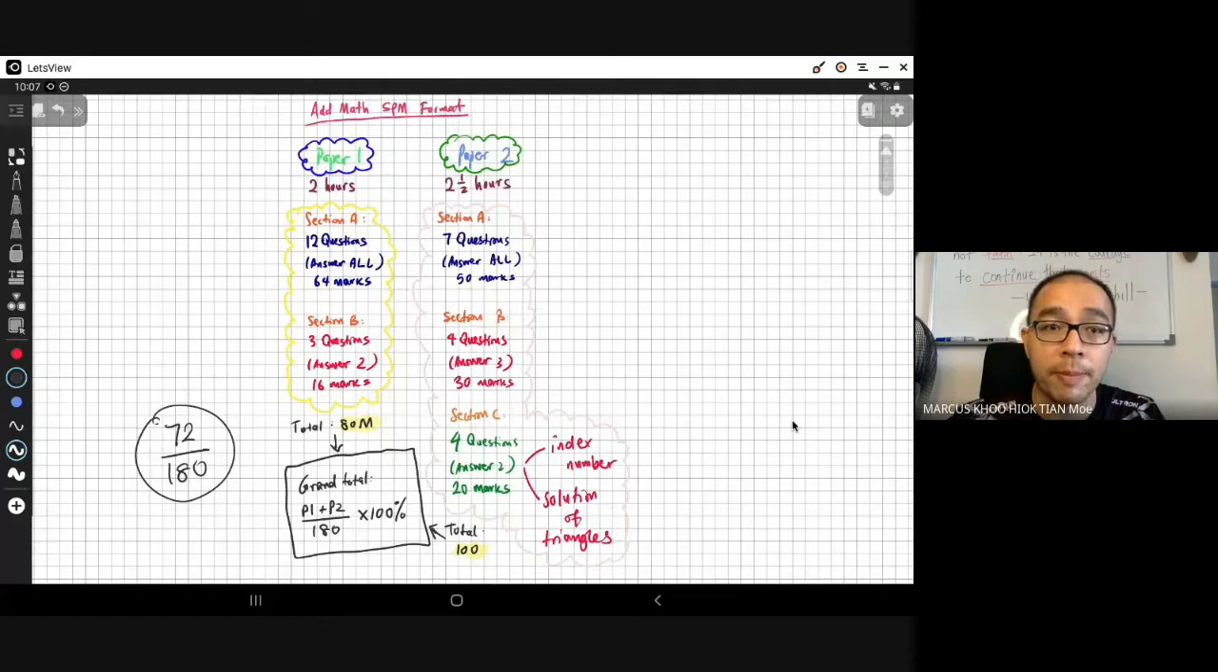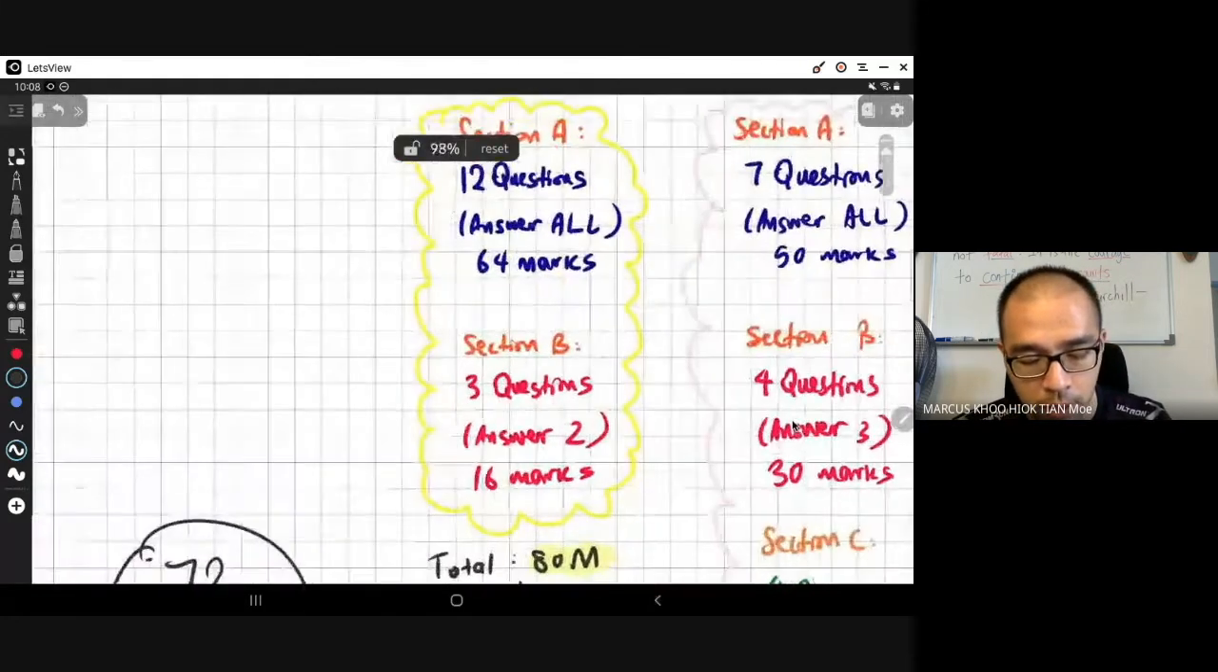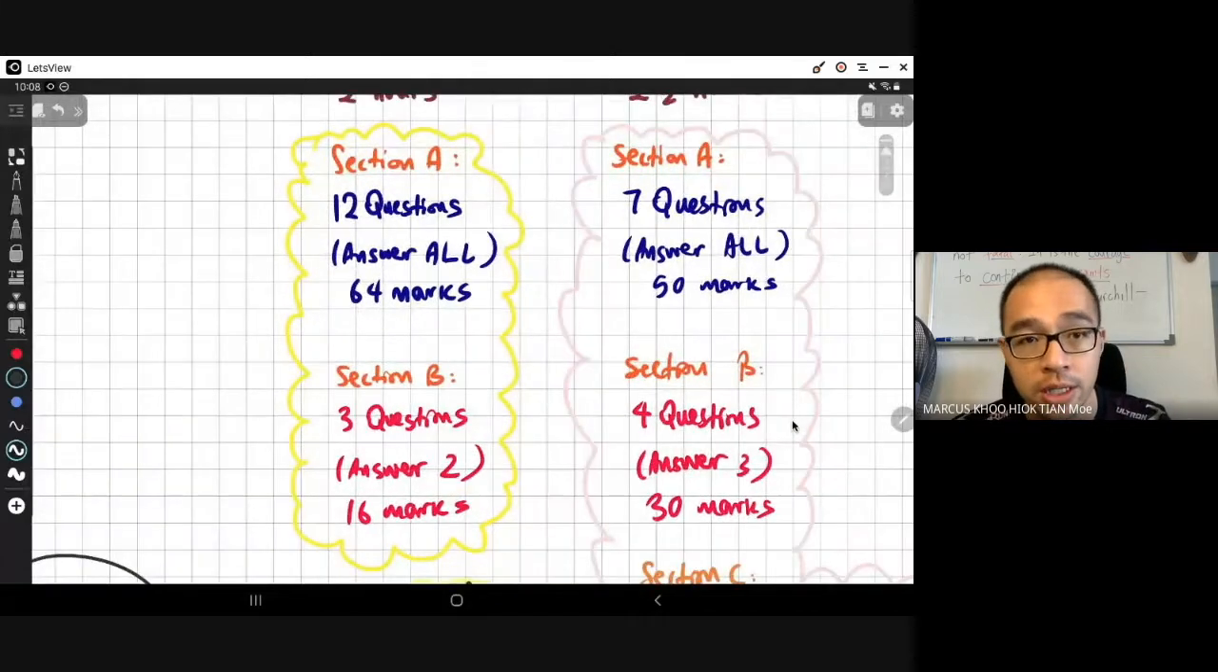So let me talk about paper 1. Paper 1 is mostly short questions, and it's simpler questions. There will be 12 questions in section A and 3 questions in section B. If we take a look at paper 1, section A has 12 questions. You have to answer all the questions, and the total marks is 64.